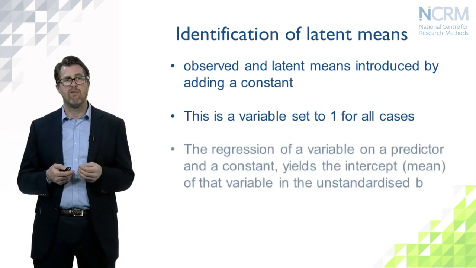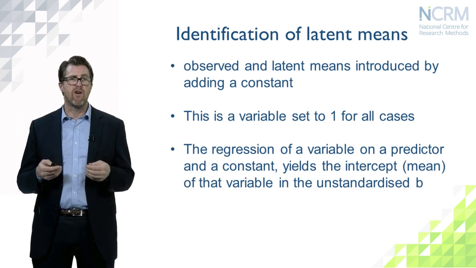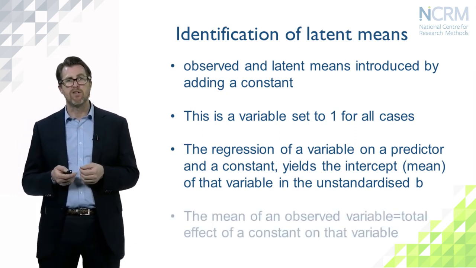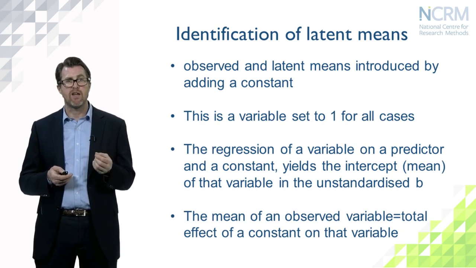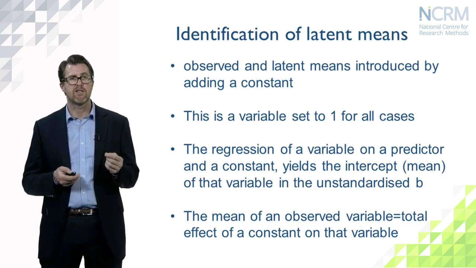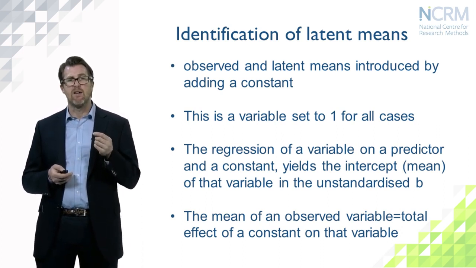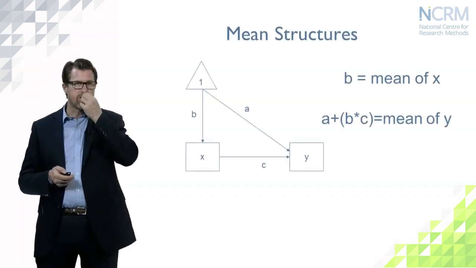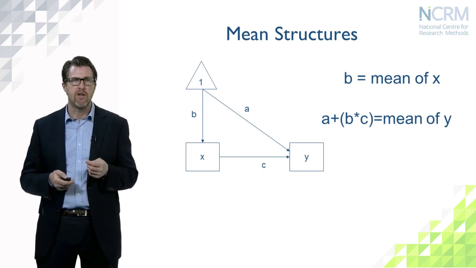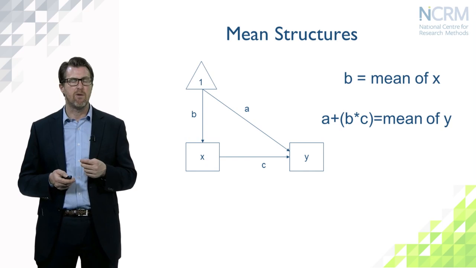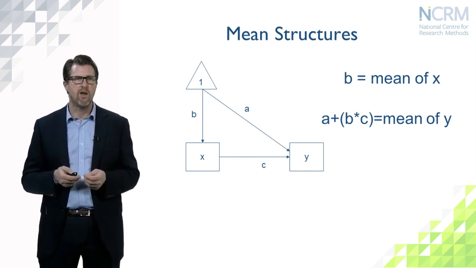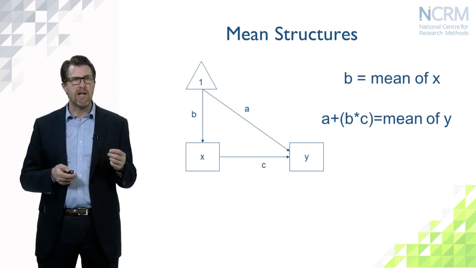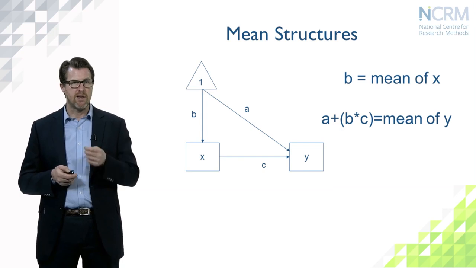Now, the regression of a variable on a predictor and a constant will give us the mean of that variable in the unstandardized beta of that regression. And the mean of an observed variable is the total effect of a constant on that variable. So the total effect, as we saw in video one, is the sum of the indirect and the direct effects. So if we now introduce a constant, which in path diagrammatic notation is represented as a triangle, and here we have the number one inside the triangle to indicate that the constant is one, then in this path diagram we have again a y variable and an x variable. We have a direct effect from the constant to y, which has the coefficient a.